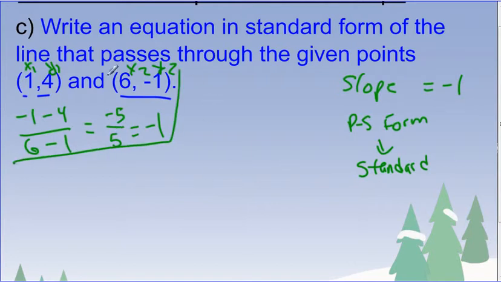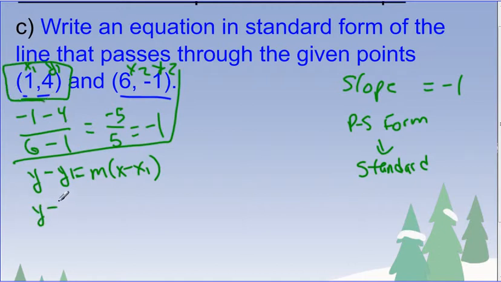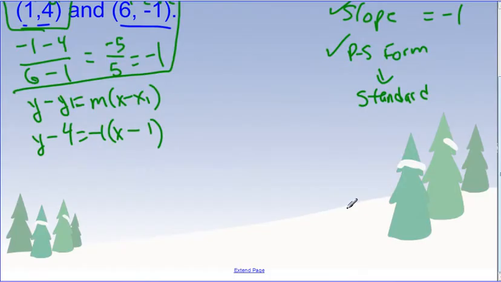Then we write this as point-slope form. So using one of my points and the slope, we put it into that y minus y1 equals m times x minus x1 form. Well, this one, both numbers are positive, so I'm going to use that one. I think it's just going to be easier. So y minus the y value, equals negative 1 times x minus the x value. So point-slope form, done. Last thing we have to do is we have to change this into standard form.